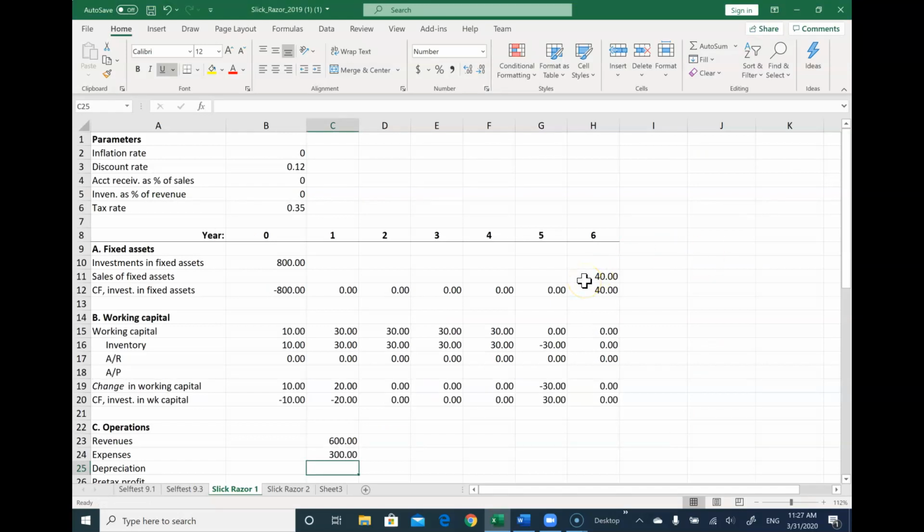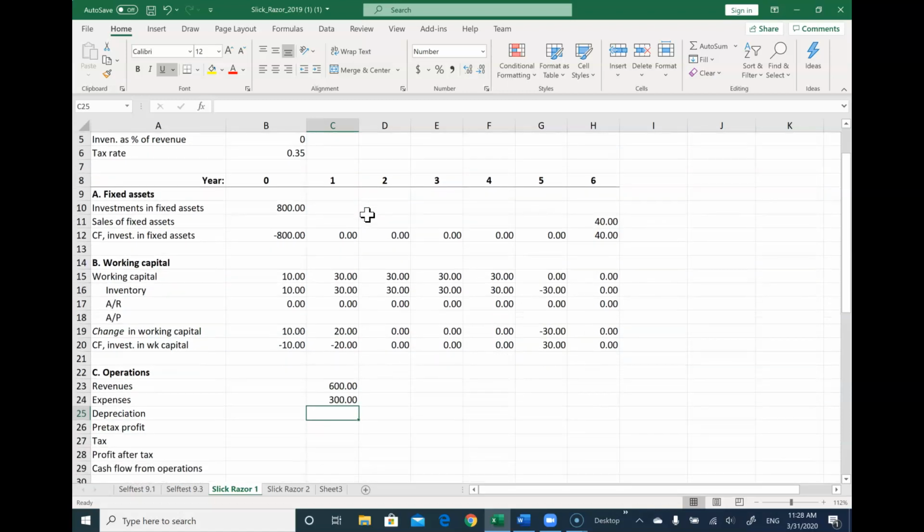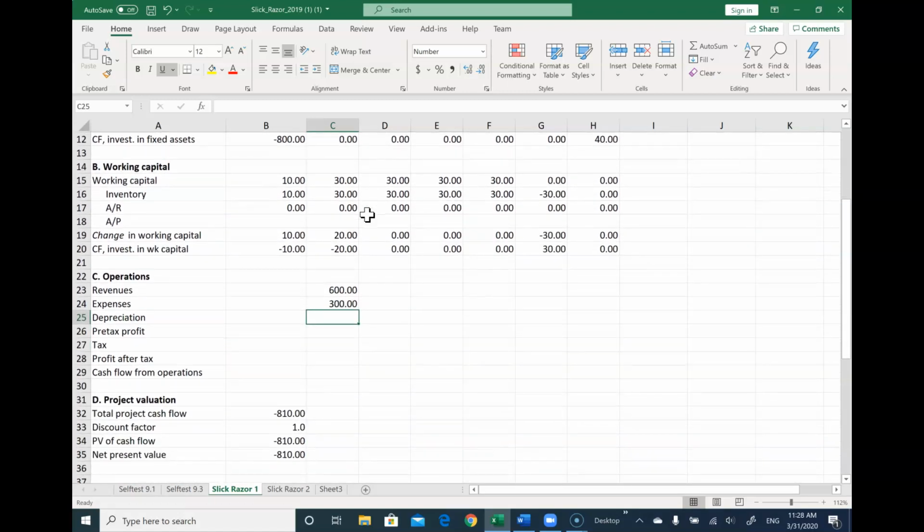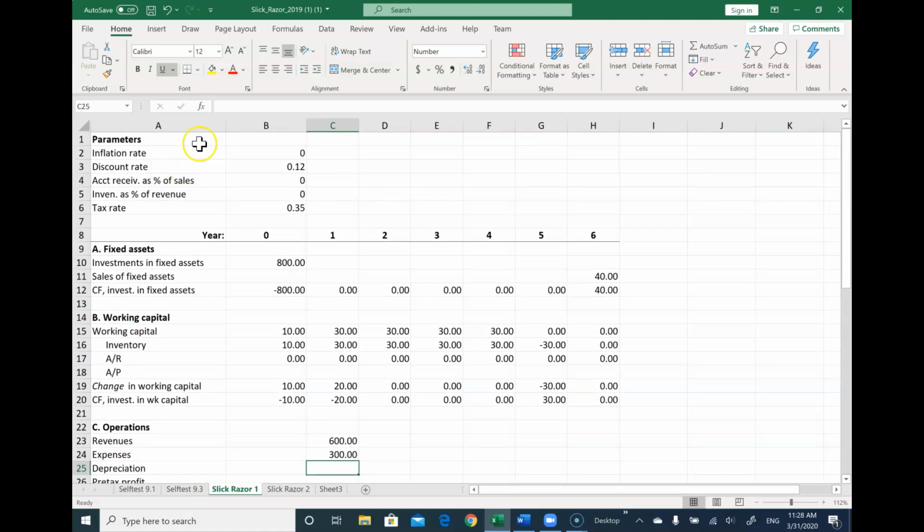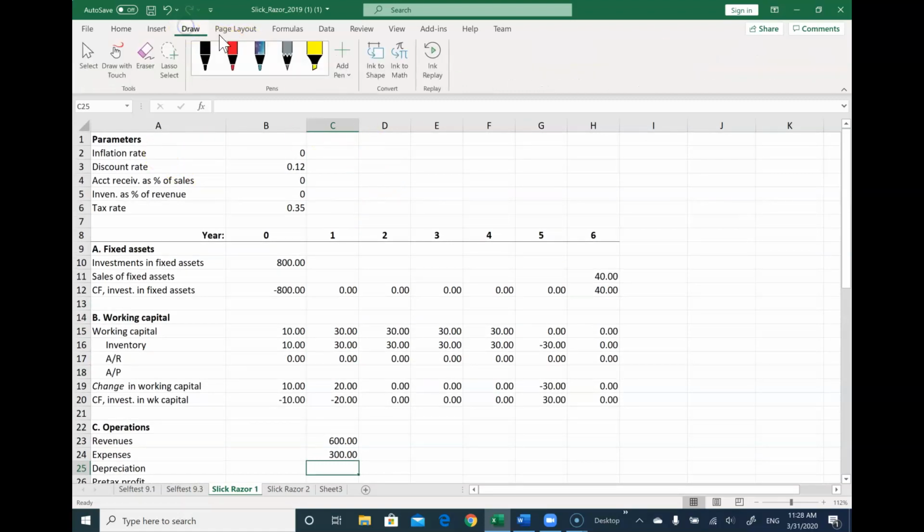Okay. So this is the Excel file of this mock razor blade project. So this is the basic format of the DCF analysis that we are going to do. The first thing you will see is a set of parameters here. So we are going to provide a set of parameters like inflation rate, discount rate, the percentage of account receivable as a sales, which we are not going to use here.